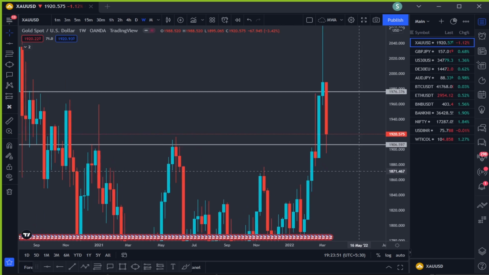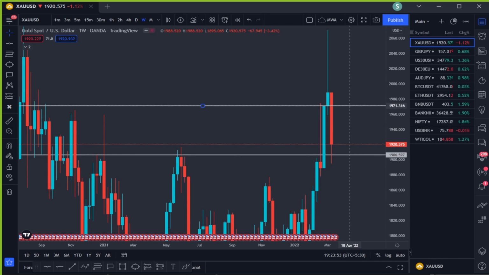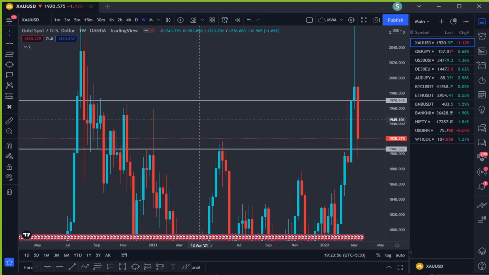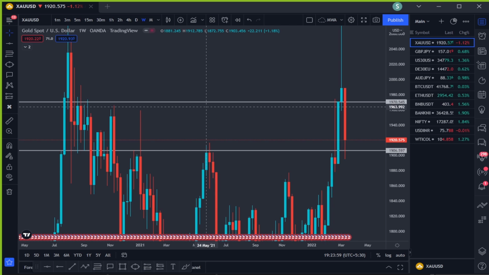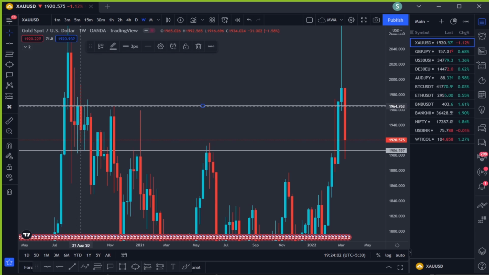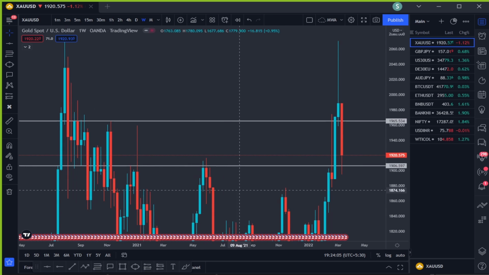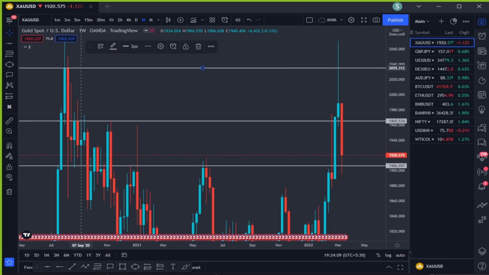On the weekly time frame, guys, depending upon the last weekly candles, we know that this was a level, this was a resistance once, and this was another resistance.